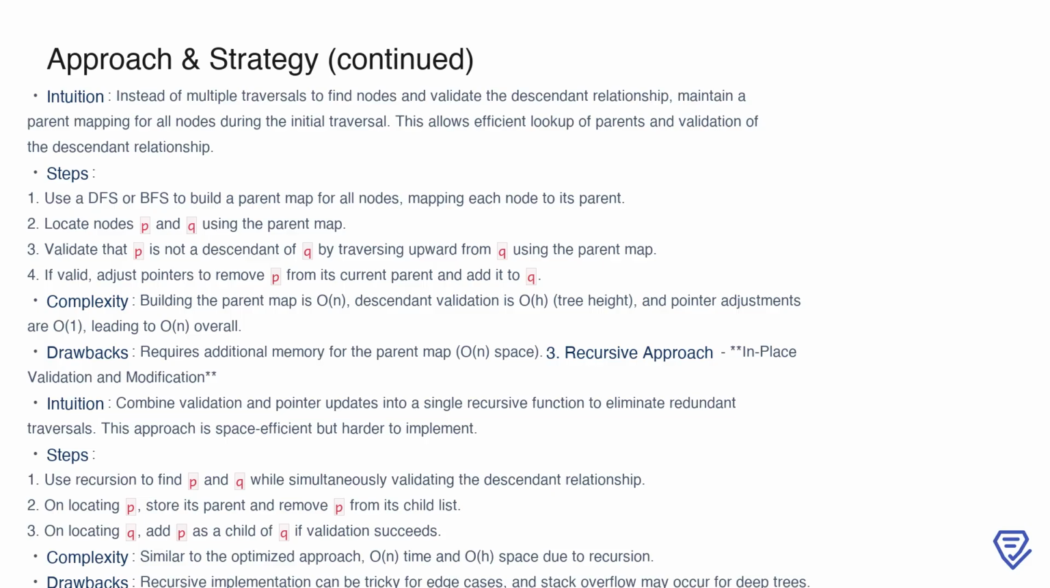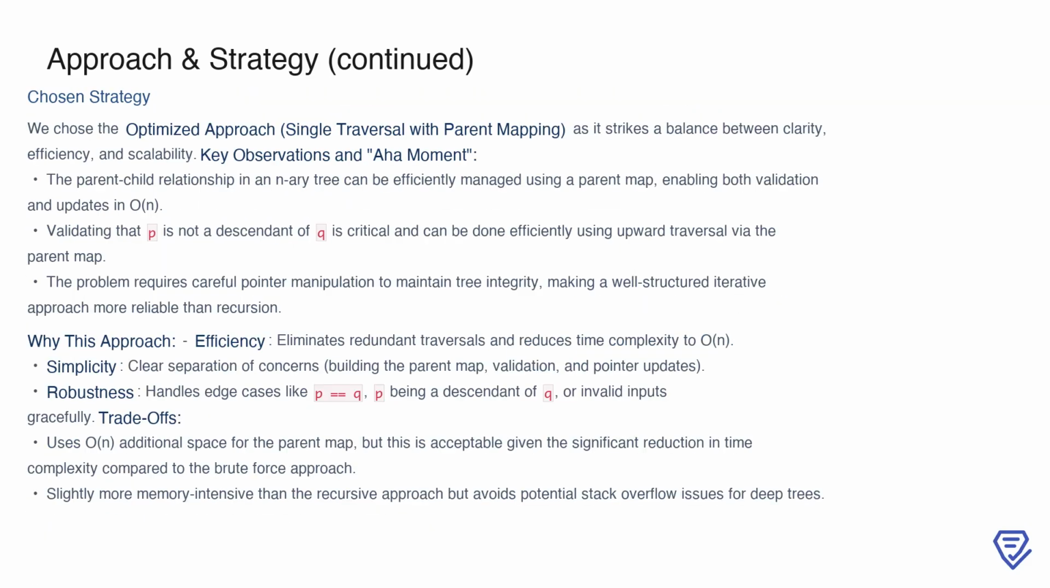An alternative to this would be a recursive approach that combines validation and modification into a single function. While this reduces the need for additional memory, it introduces the risk of stack overflow for deep trees and can be more complex to implement. The chosen strategy is the optimized approach that uses a parent map, as it strikes the right balance between clarity, efficiency, and robustness. One of the key insights here is that maintaining a parent-child relationship explicitly through a parent map allows us to perform both validation and updates in linear time.